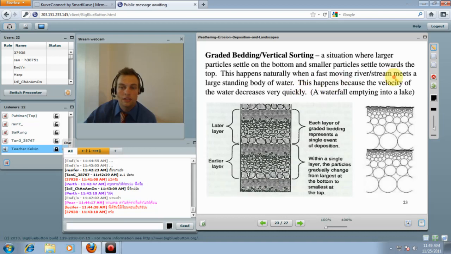The velocity of the lake water decreases quickly. So a perfect example would be a waterfall falling into a lake. So you have this river, it falls off a cliff, and it lands in this lake. So everything just slows way down. And what's going to sink to the bottom first? These huge rocks are going to sink to the bottom first, and then, following suit, all the smaller rocks, and then the smaller rocks, and then the smaller rocks.